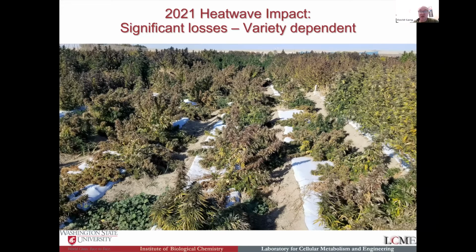The next year in 2022, they did a lot better. We grew the same variety again. There wasn't a heat wave. They grew a lot better. But when there was this major heat stress, this variety did not perform very well.